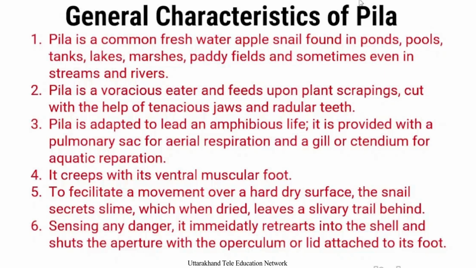Sensing any danger, it immediately retreats into the shell and shuts the aperture with the operculum or lid attached to its foot. So that's why mollusks are very different from other phyla, as they are very intelligent. And the octopus is the most intelligent mollusk among the three groups.